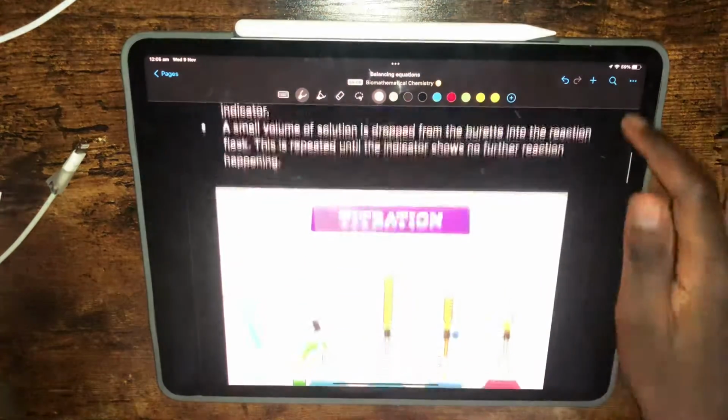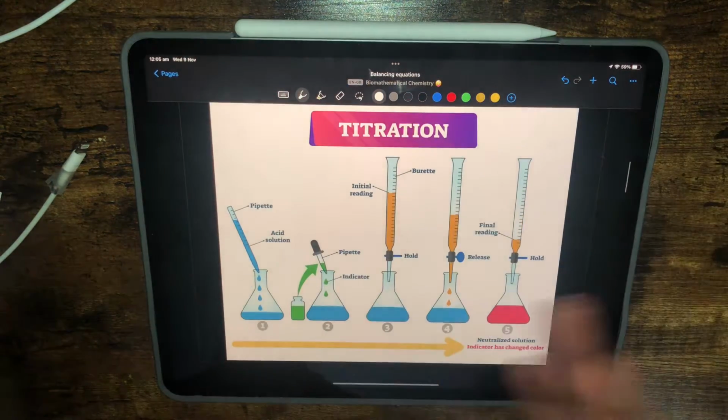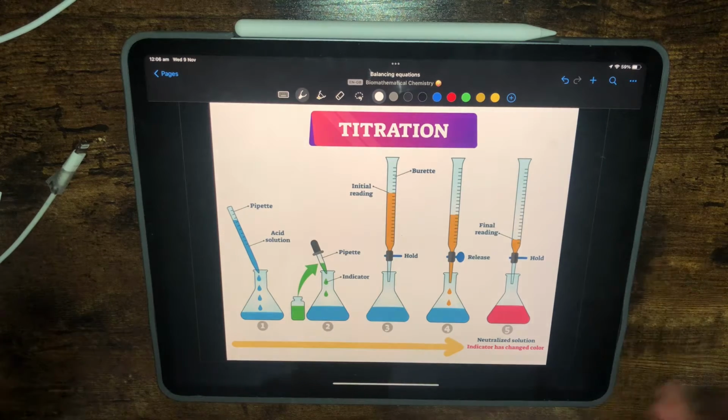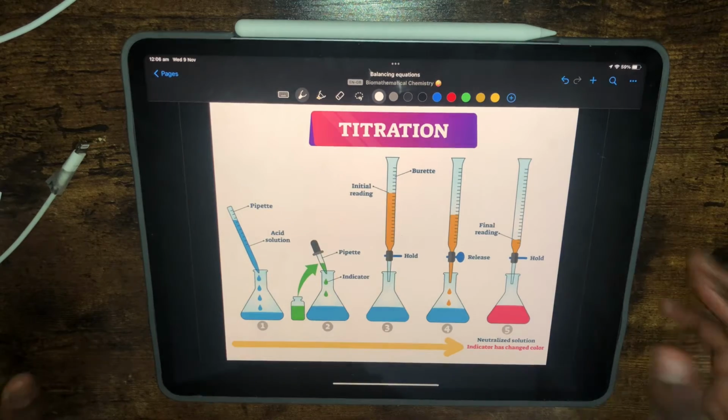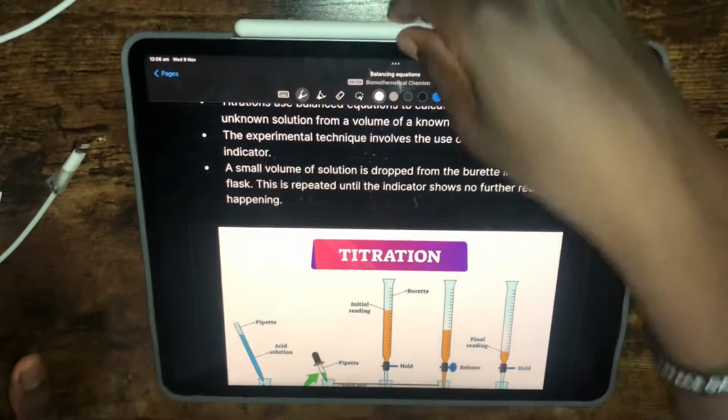So this is how titration actually works. It looks really complicated, but what you need to understand is that you're just trying to use this to work out the concentration. If you don't know the concentration, remember what you need to work it out. You need the concentration.